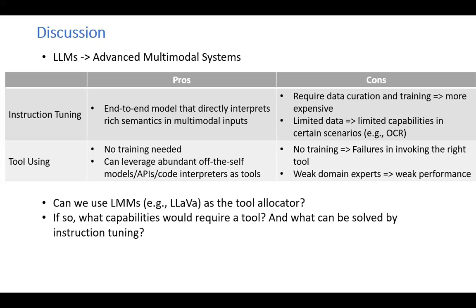And in addition, I want to bring up two more in-depth research questions. As we now have open source large multimodal models like LLaVA, can we replace the large language model in the system with LLaVA as the tool allocator? If so, what is the criteria to decide which capabilities can be solved by instruction tuning, and what other capabilities require a tool to build such advanced system?